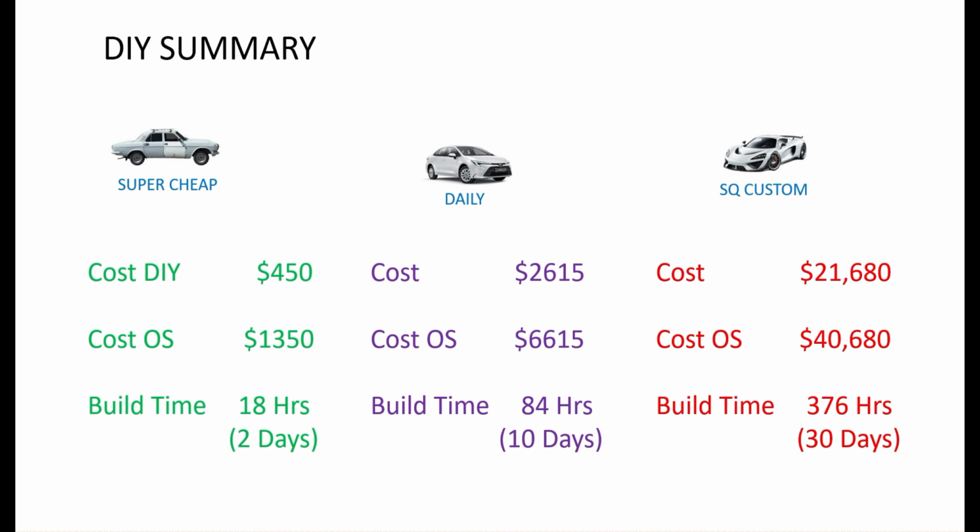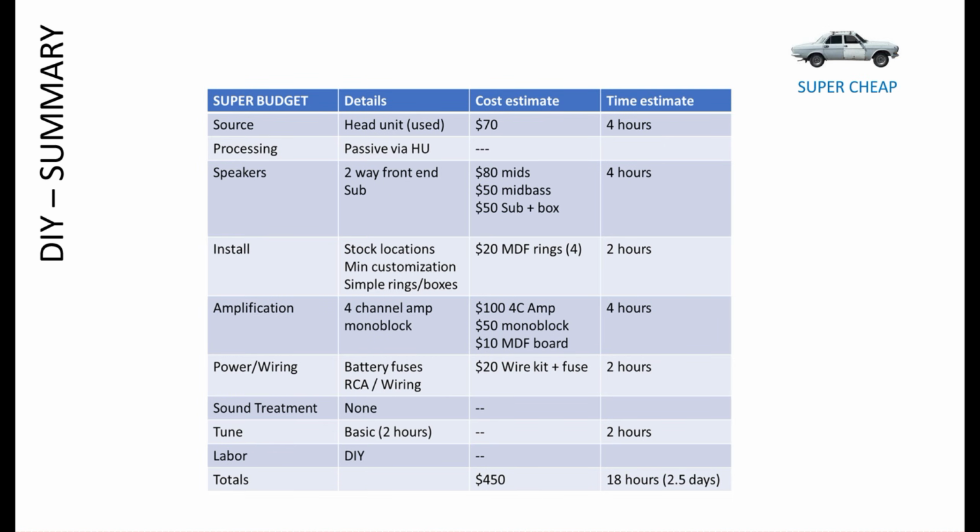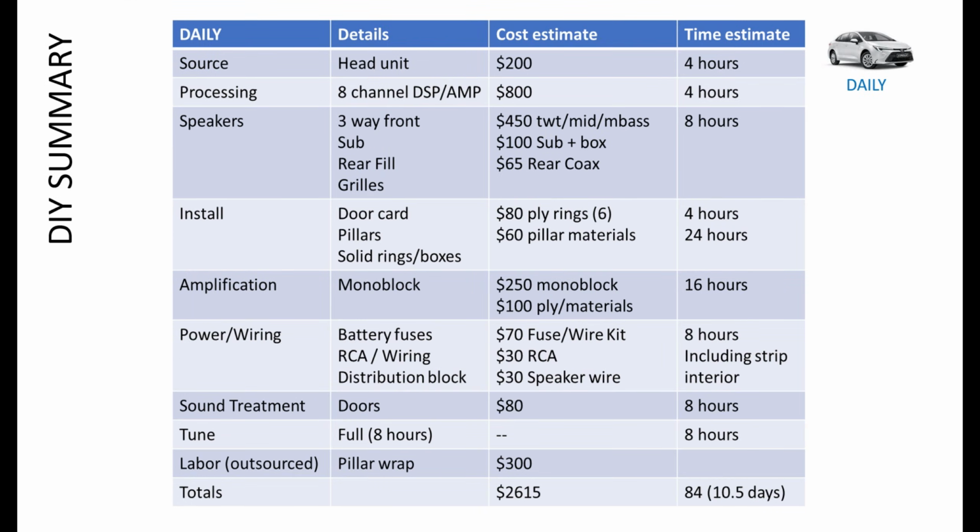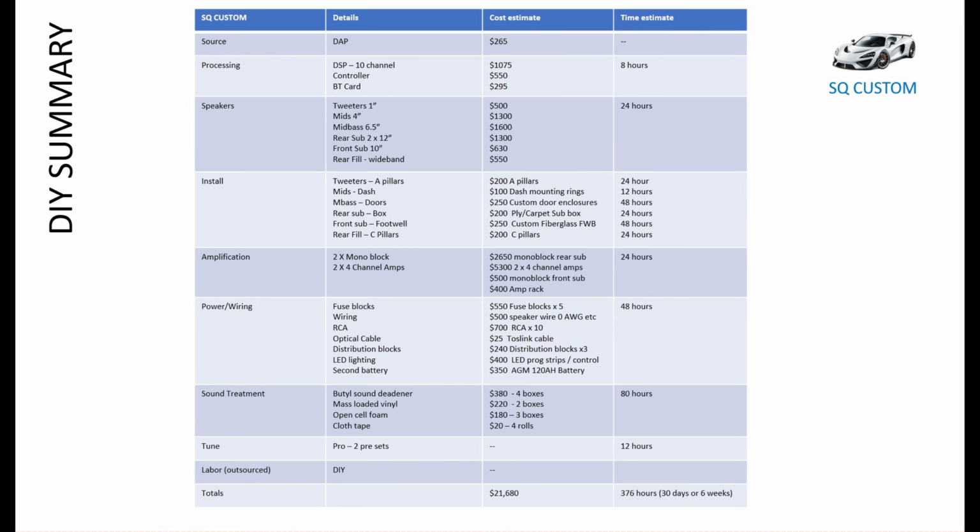So if you're interested, what I'm going to do next is just flash up the details of each build on the screen so you can screenshot them if you want. So first of all, the super budget build, the daily system build, and the SQ custom build. So this shows you a complete breakdown of the costs and the time involved.